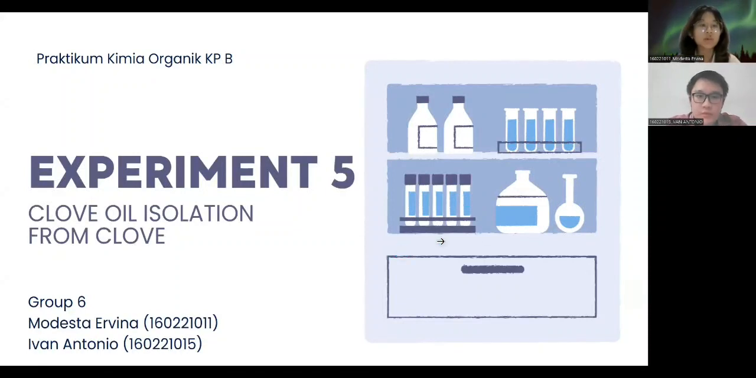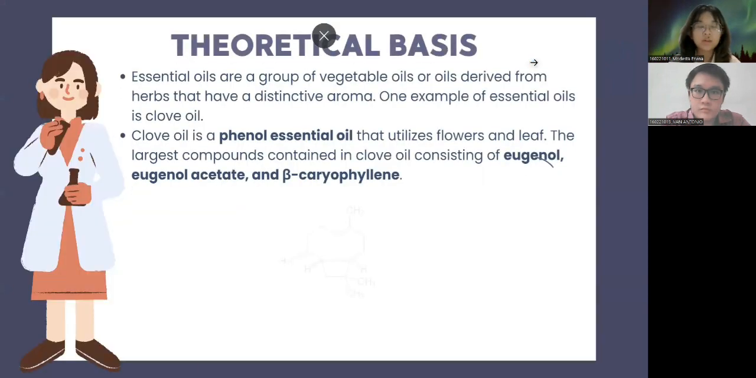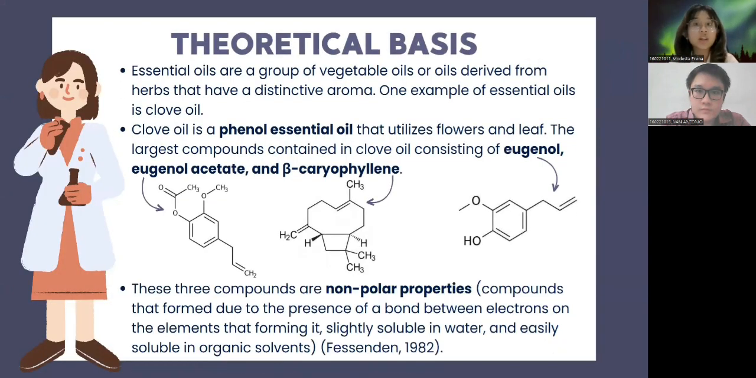So today we, from Group 6, are going to present our last experiment, which is clove oil isolation from clove. The objective of this experiment is to study the isolation method of clove oil from cloves with steam distillation and to study thin layer chromatography. First, we are going to look at the theoretical basis.